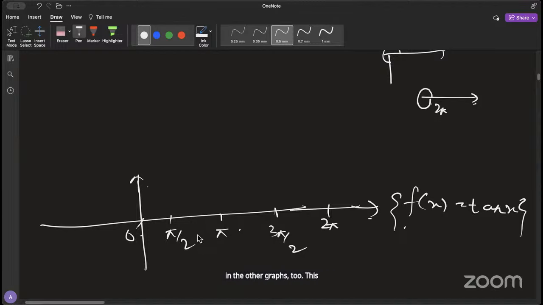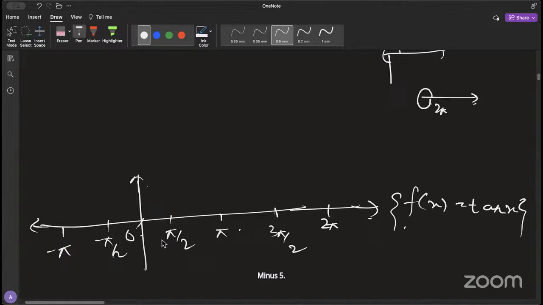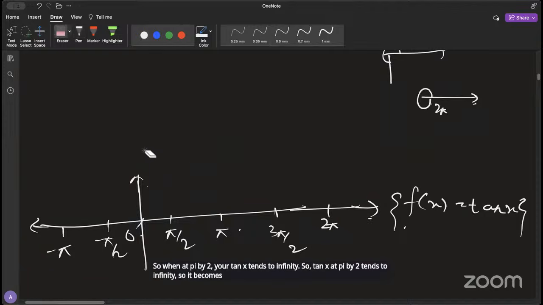This will be the positive side, and the other side will just have negative values of this, minus pi by 2 and all, minus pi. This graph goes to infinity. So at pi by 2, tan x tends to infinity. So it becomes this thing.